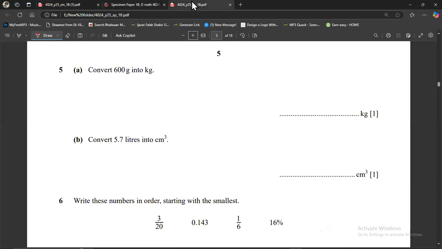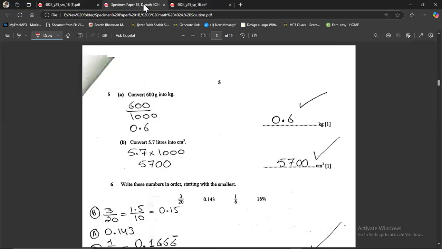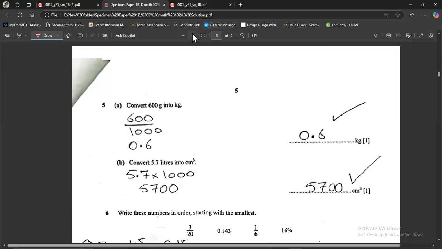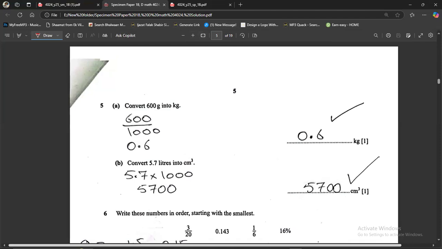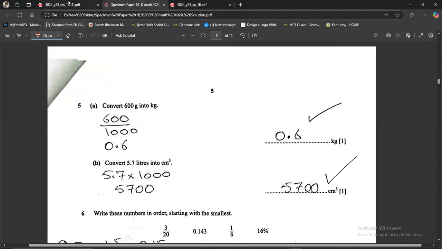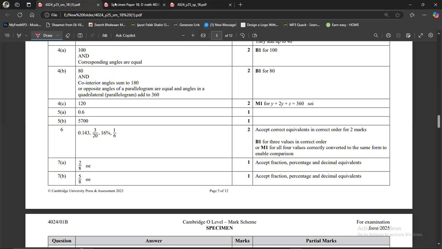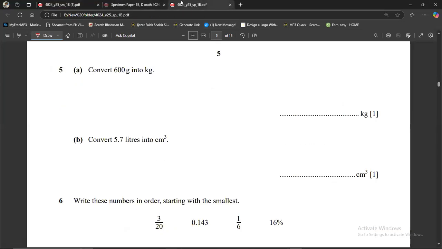Then he says question number 5 is B part. He says convert 5.7 liters into centimeter cube. In 1 liter, we have 1000 centimeter cube. So if you want to convert 5.7 liters into centimeter cube, you will multiply it by 1000. So 5.7 multiplied by 1000 equals 5700 centimeter cube. So 5700 is the right answer, sir. This is my solution.